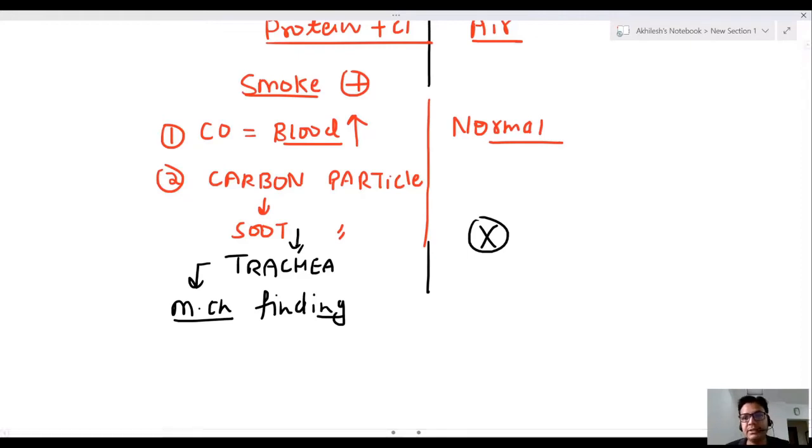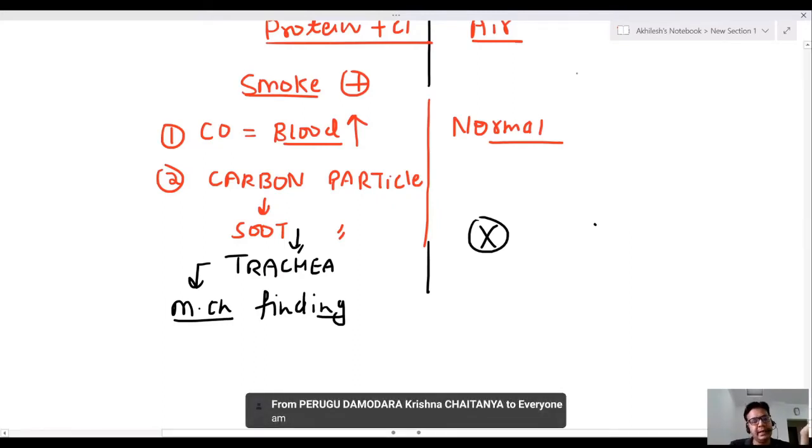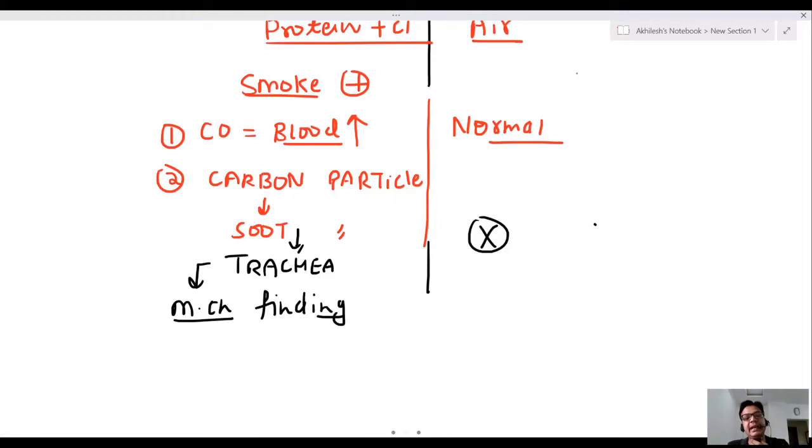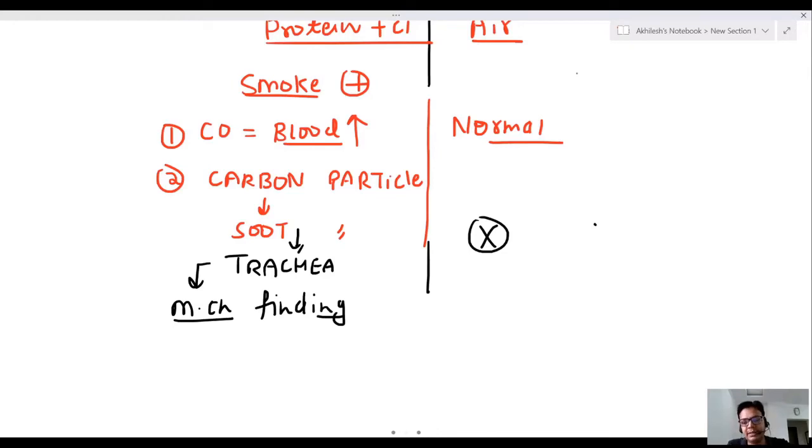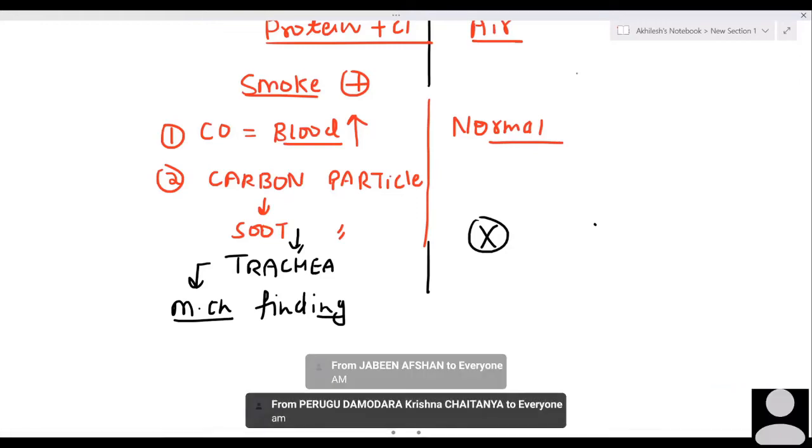Now, sometimes you get questions. You got a burnt body. The blister of the burnt body contains albumin plus chloride. What is the diagnosis? It is antemortem burn. Soot particle or carbon particle in trachea is the most characteristic finding of antemortem burn, the best finding of antemortem.